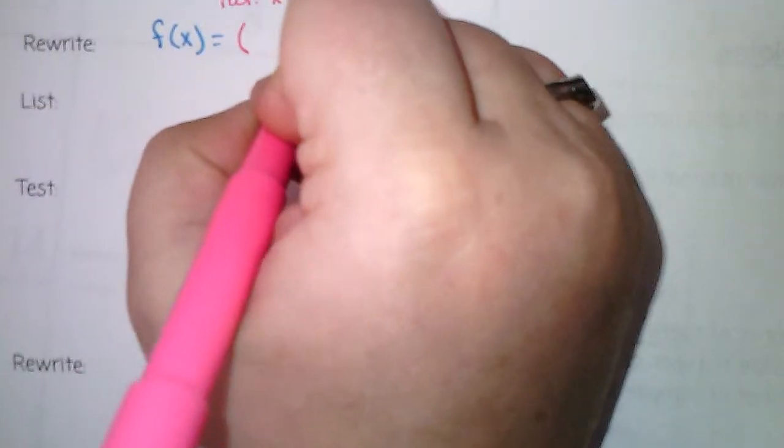So I've got f of x equals. Now my root was x equals negative 2. So to write that as a factor, it's going to be x plus 2. Okay, then I also need to rewrite this. Let's see if I can get these both on here.